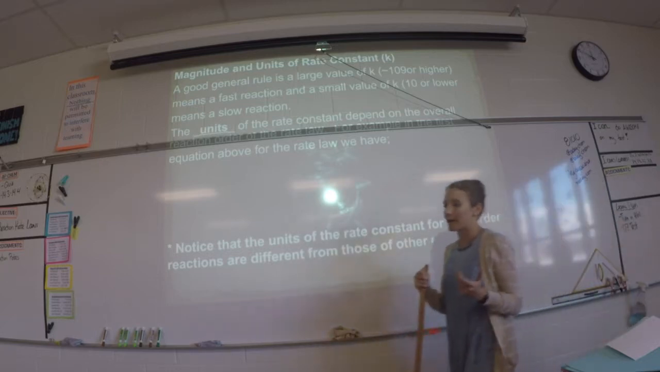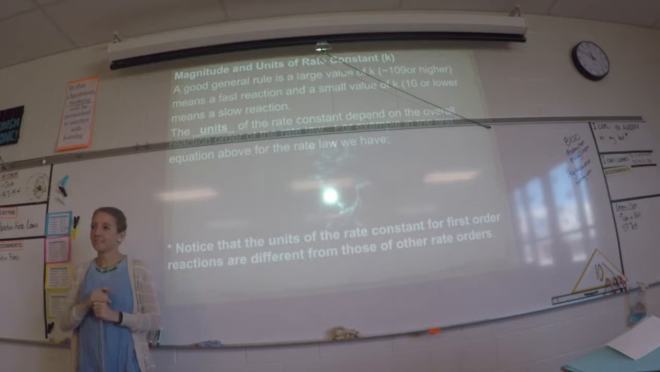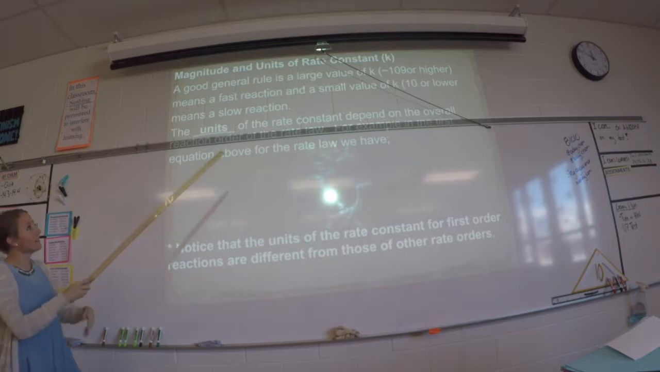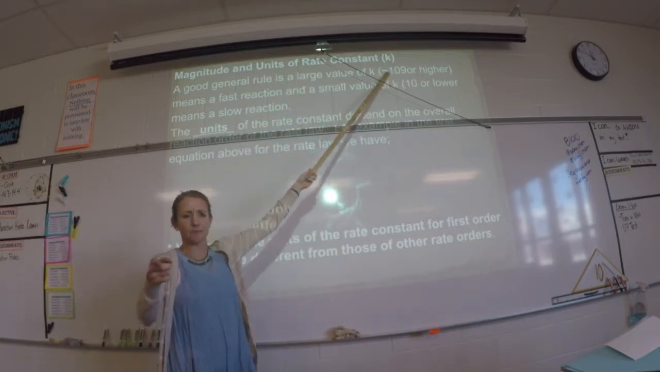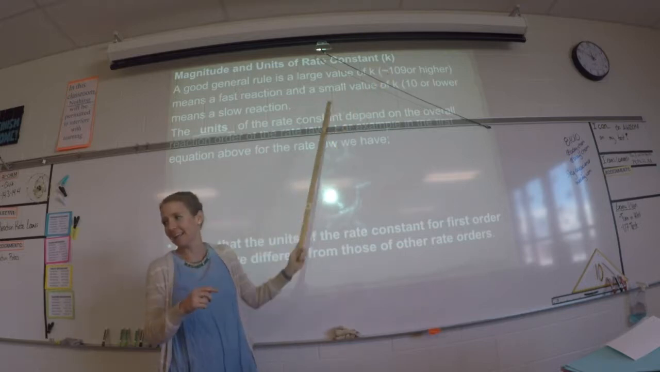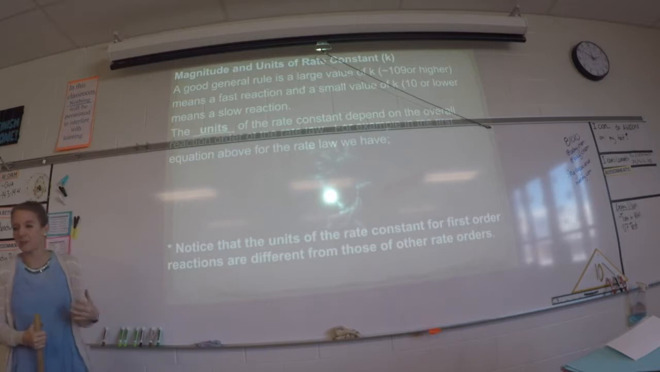Now let's look a little bit more at K here, everybody. Give me your attention. This is obviously just a general rule, but a large value of K, and that's supposed to be an exponent in your notes, 10 to the 9th. If your K is large, or above 10 to the 9, we would consider that fast. Versus if it's really small, then it would be considered slow.